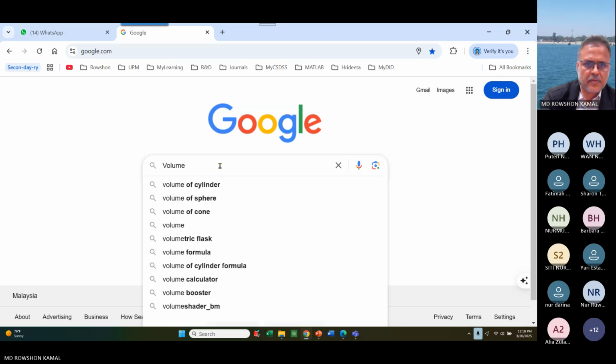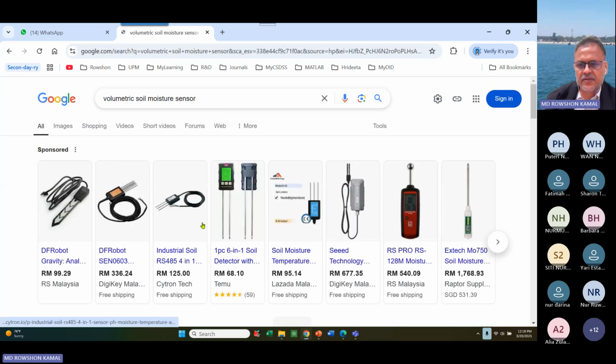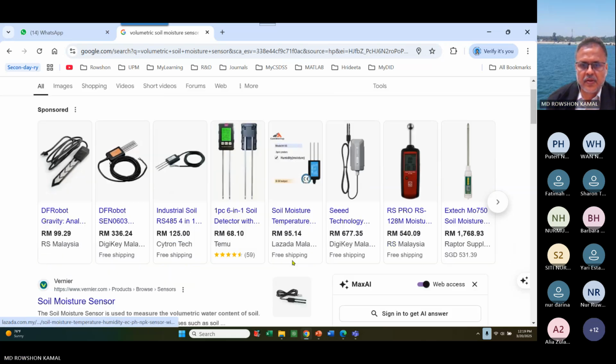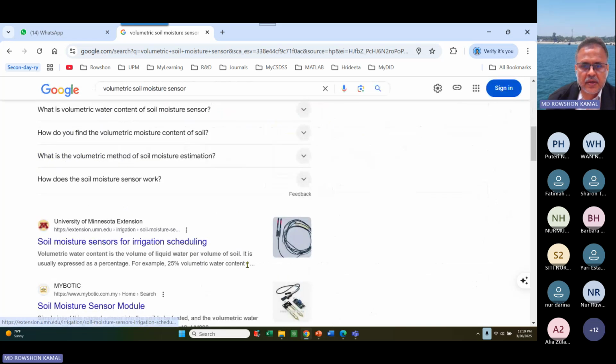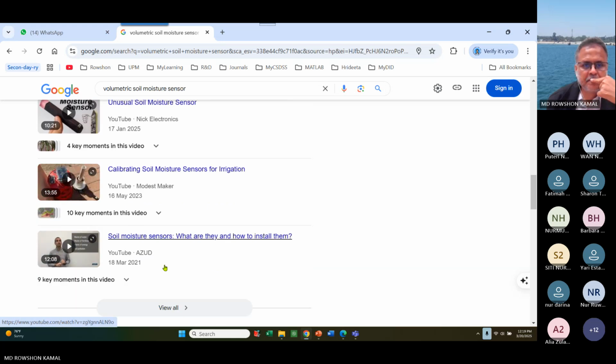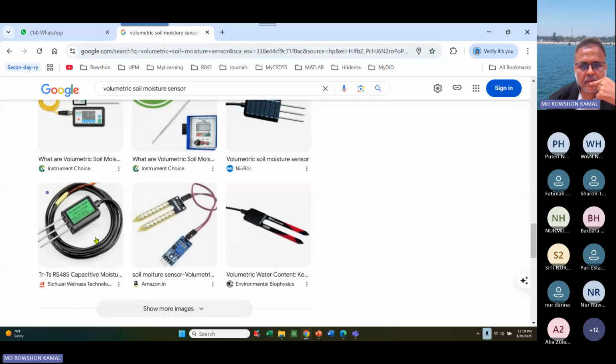Volumetric soil moisture sensor. Okay, you can see the sensor. Can you see the website now? Yes. This is some moisture content sensor. You have different types of moisture sensors, but I'm looking for another one. This one, capacitance moisture content.